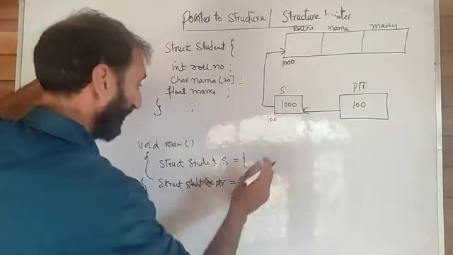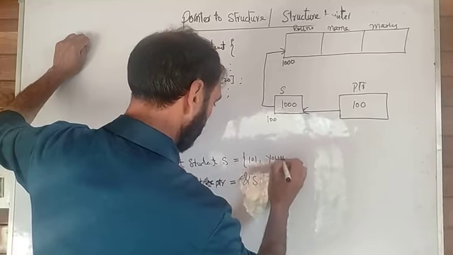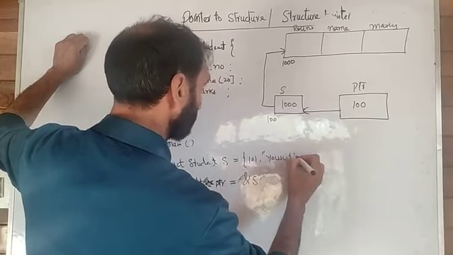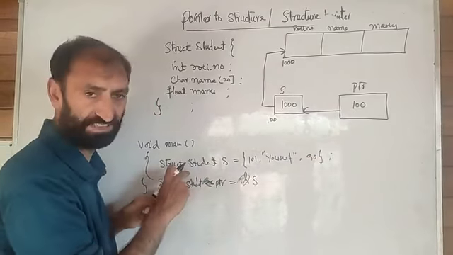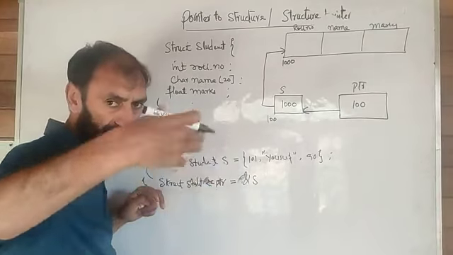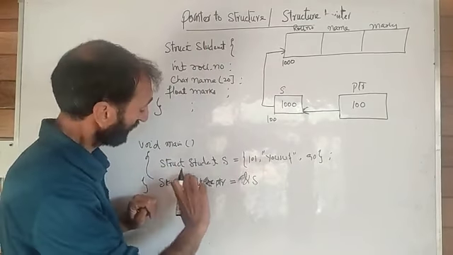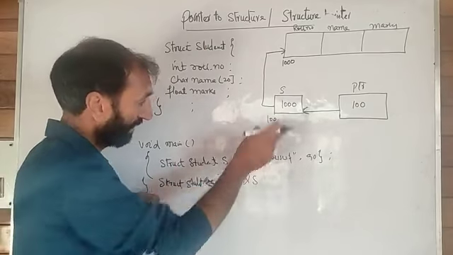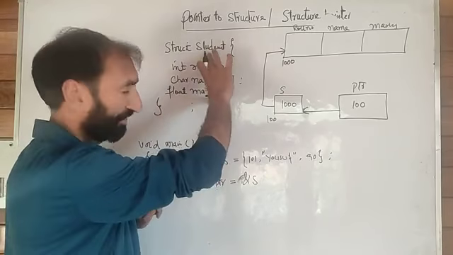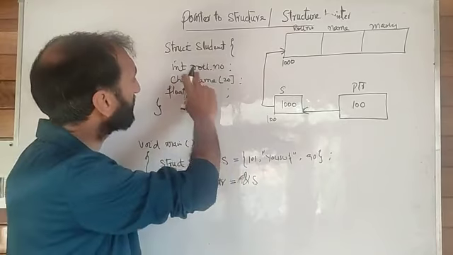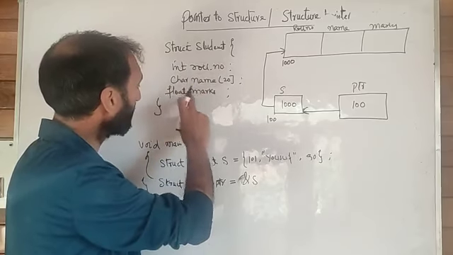I can initialize their values. For example, first 101, Yousuf, 90. Here only I have initialized. This is a compile time initialization, which I have already discussed in video number 2 of this structure series. That S, what is S? S is the variable, or S is the object of type struct student. That means this S is the object of this structure, and this S contains 3 members because it's struct student. What does the struct contain? It contains 3 members: int roll number, char name, and float marks.